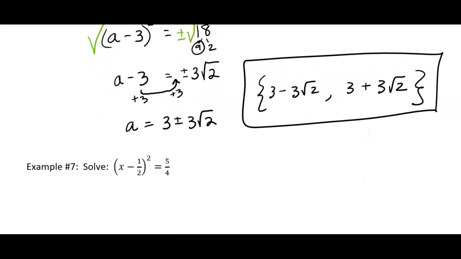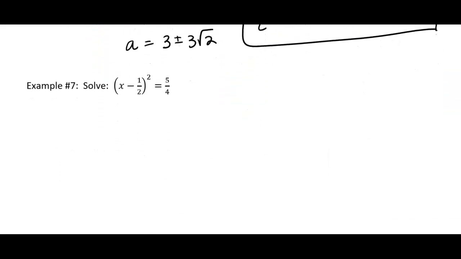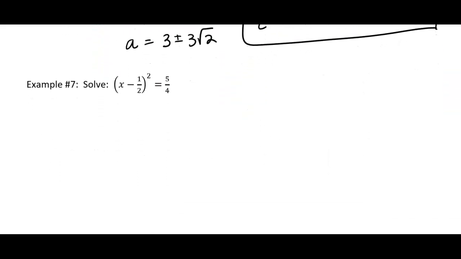Okay, we've got another one. So this one involves some fraction work, but that's okay. So right now we have x minus 1/2 squared equals 5 over 4. So we have the squared part by itself. We're going to go ahead and apply the square root principle. Take the square root of both sides. Don't forget the plus or minus.